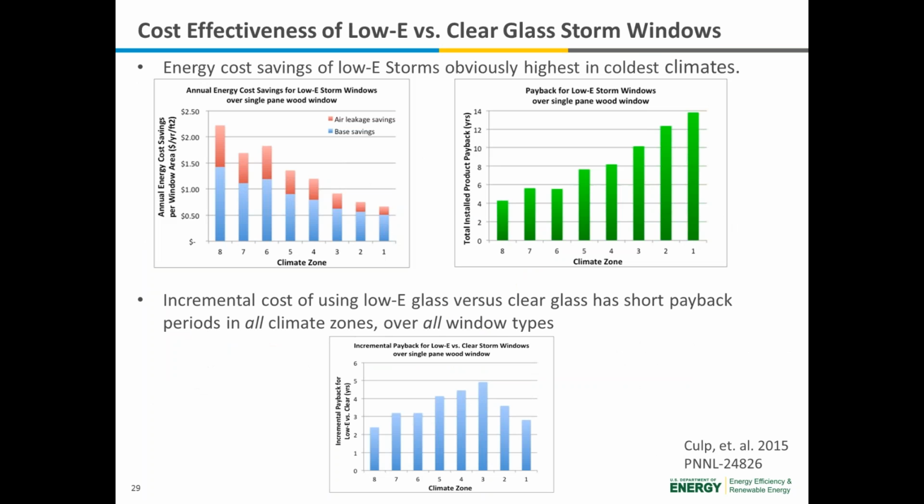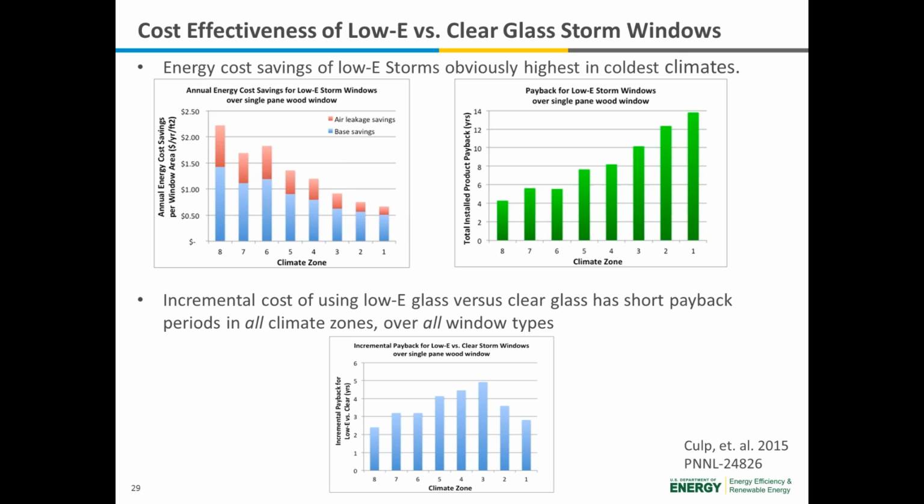And to make that point, here are some charts from this recent paper. On the top is the fully loaded cost effectiveness, including installation costs, where of course your energy cost savings are the highest in the colder zones, and this is split into the base energy savings plus the air leakage savings. And then as you go to the southern zones, we still have significant energy cost savings, but it goes down. Similarly, the payback period is shortest in those northern zones, but it's cost effective in basically zones 3 through 8. But that's the fully loaded cost.